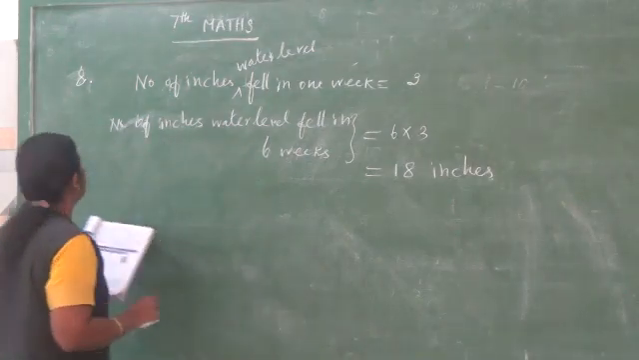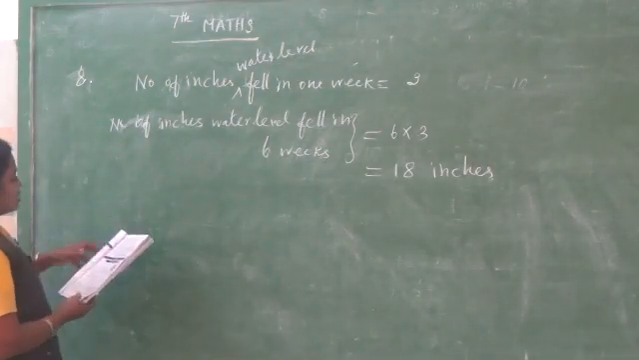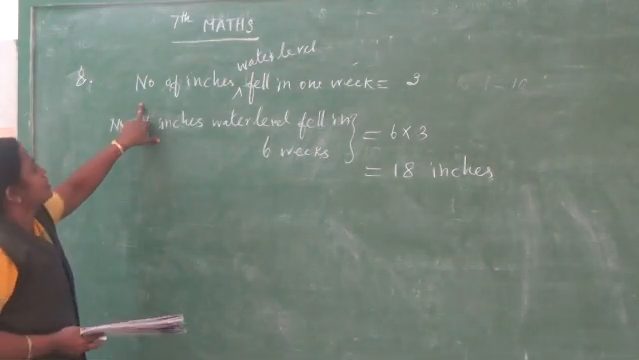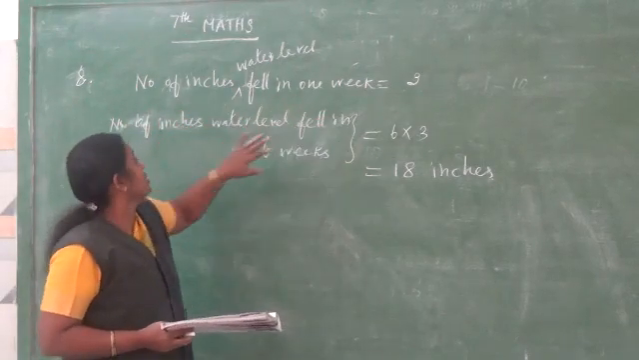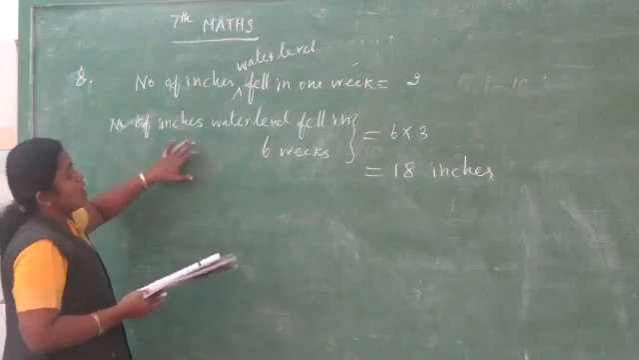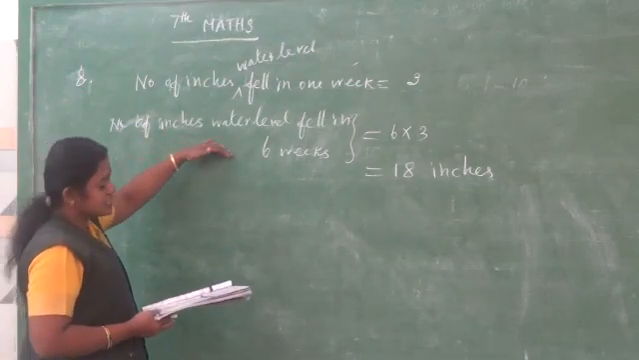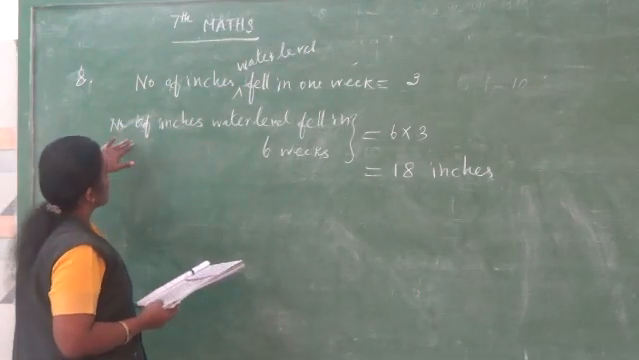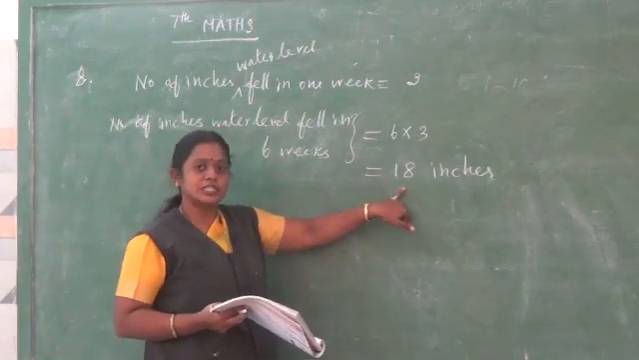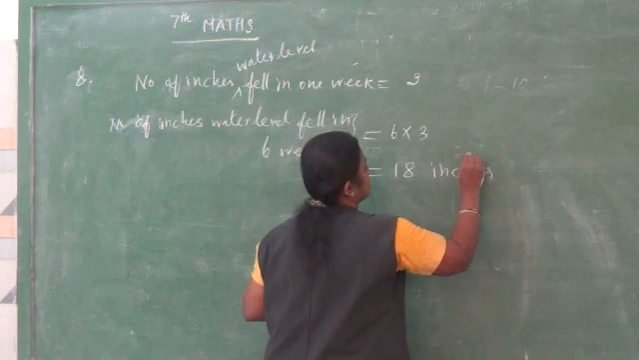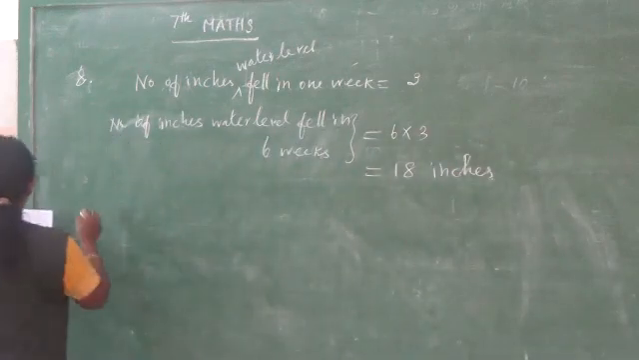They are asking us, in 1 week the water level fell 3. So we should find out what is the water level fall in 6 weeks. So number of inches water level fell in 6 weeks equal to 6 into 3 equal to 18 inches. Now come to 9th problem.